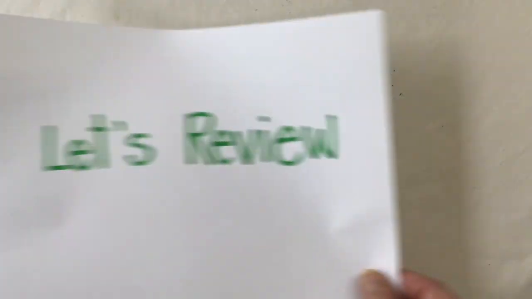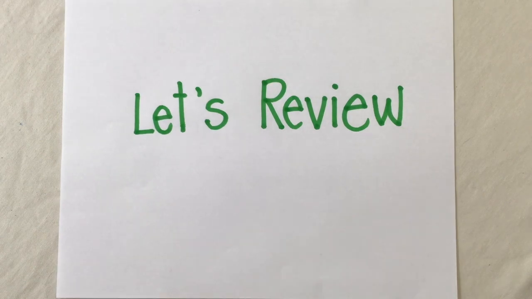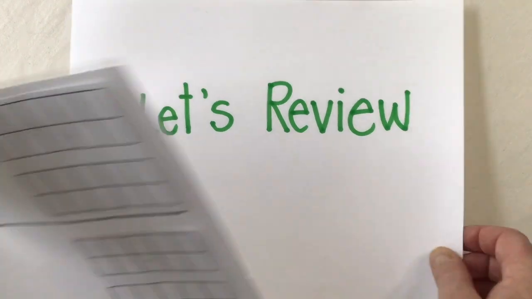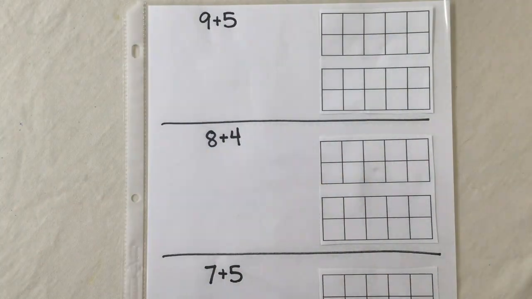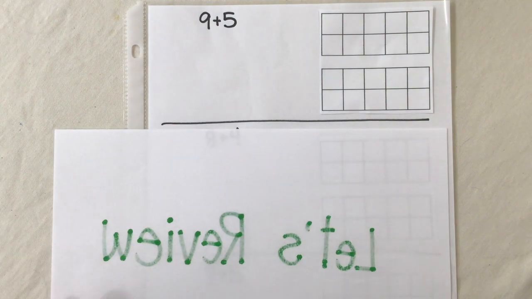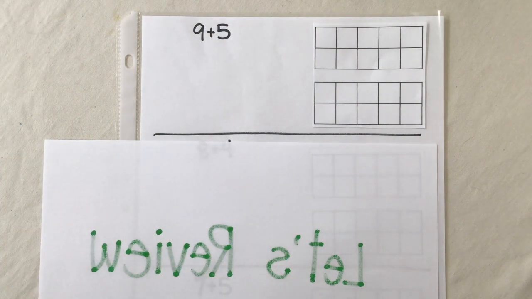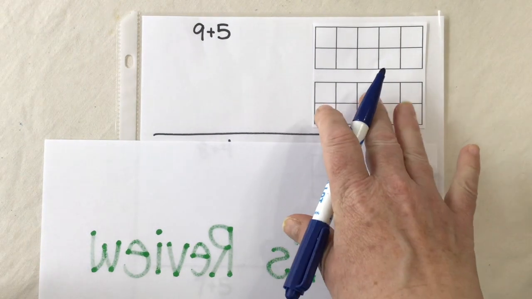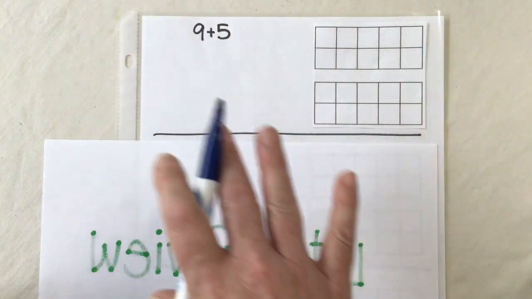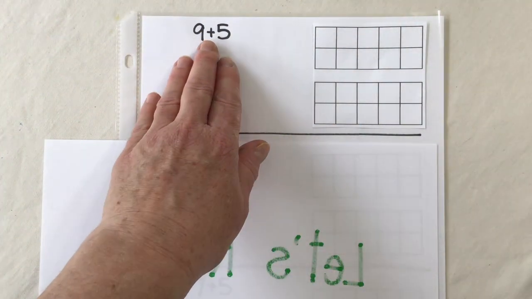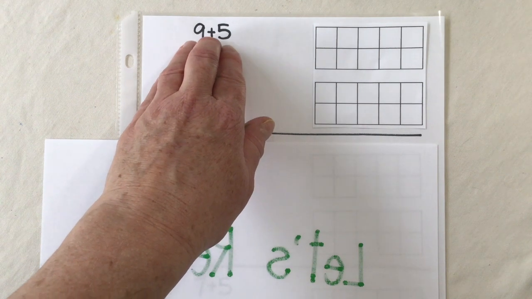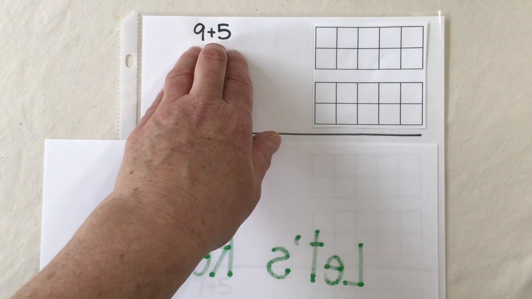Before we begin the game, we're going to take a minute to review the strategy of make a 10. When you make a 10, you can use mental math, or you can use scratch paper, or you can use your tens frames, whatever you need. But what we really want you to begin doing is to add to your math strategies.